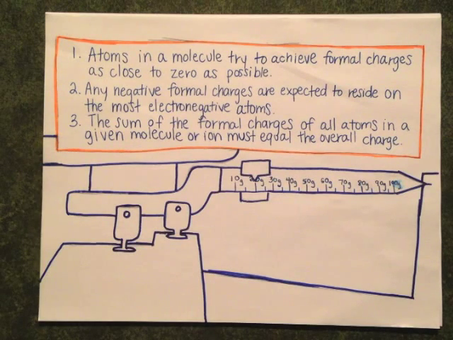There are important things to remember about formal charge. 1. Atoms in a molecule try to achieve formal charges as close to 0 as possible. 2. Any negative formal charges are expected to reside on the most electronegative atoms. 3. The sum of the formal charges of all atoms in a given molecule or ion must equal the overall charge on that species. Keeping these things in mind, try to work out the formal charge for each atom in the other 2 thiocyanate structures.